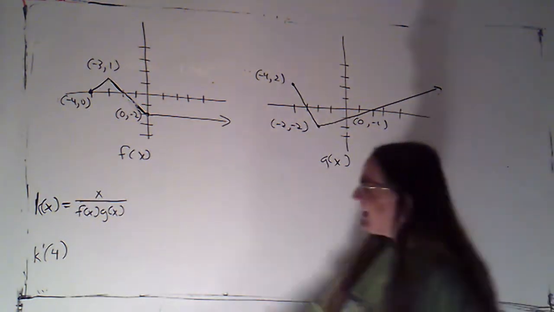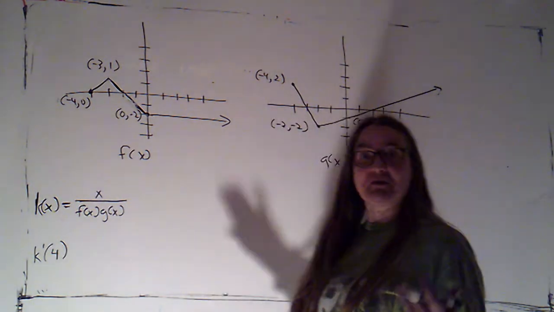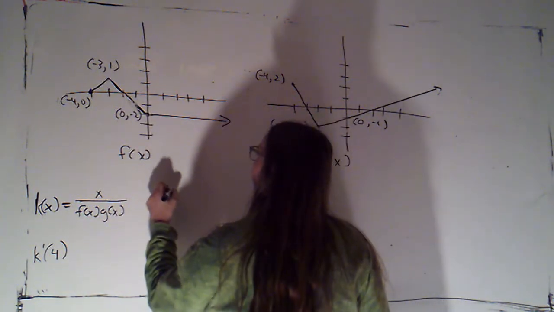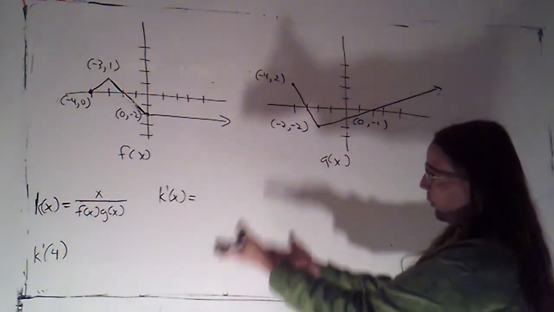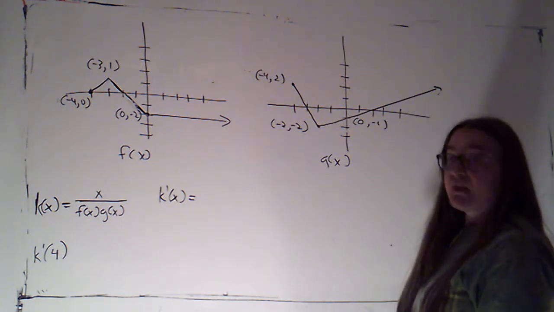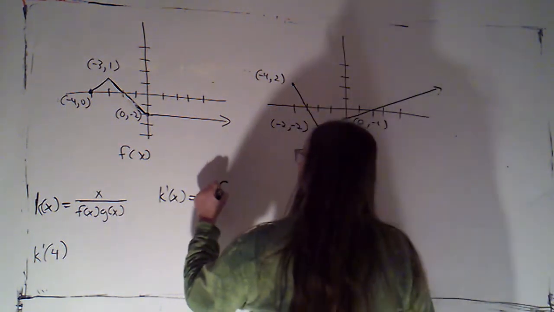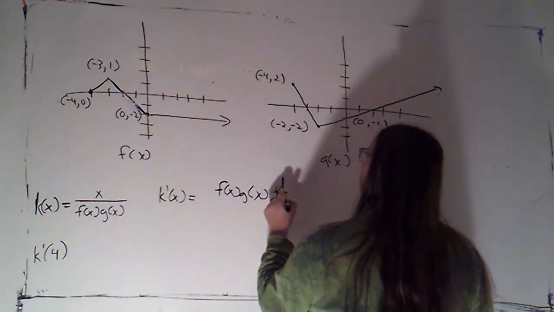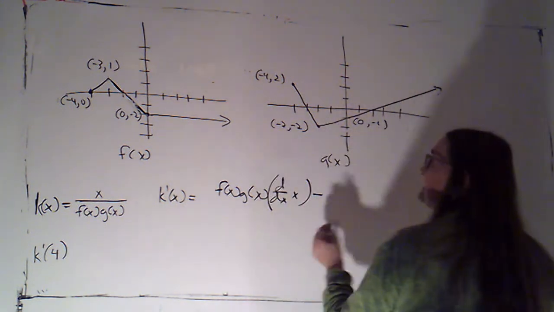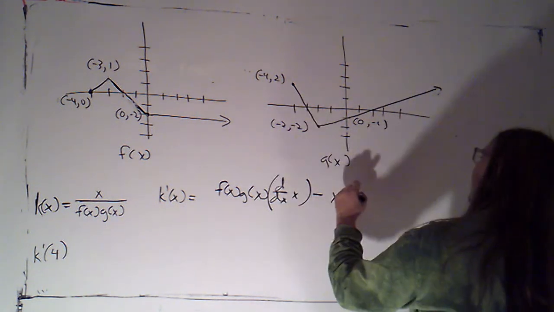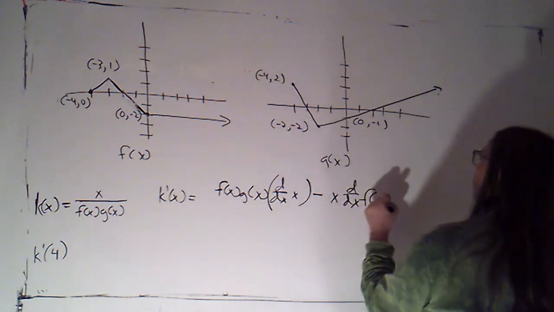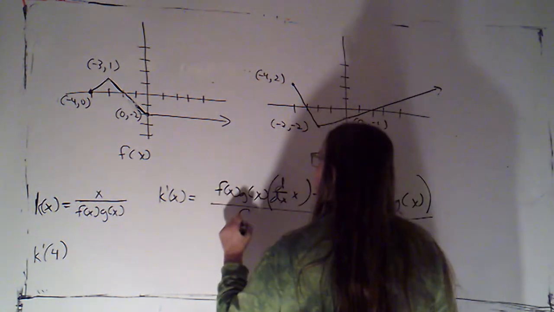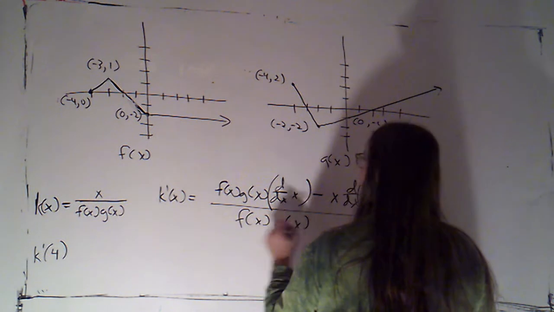Okay, again, if we're looking for the derivative at a point, that's a two-step process. Get a formula, then plug in the point. So, k prime of x, the whole thing is a fraction, so the whole thing is a quotient. So, that's going to be low, f of x times g of x, d high, times the derivative of x, minus high, x, d low, times the derivative of f of x times g of x, all over square the bottom, and away we go.